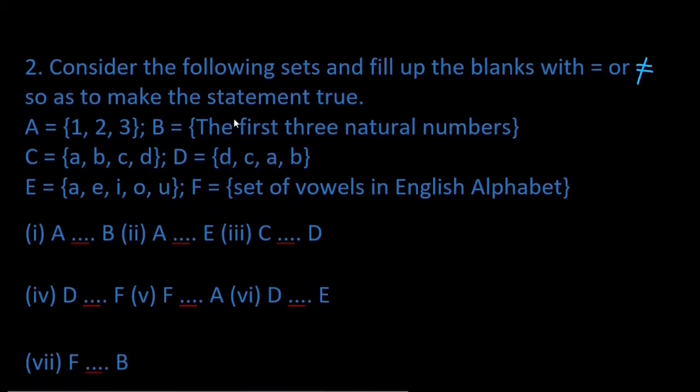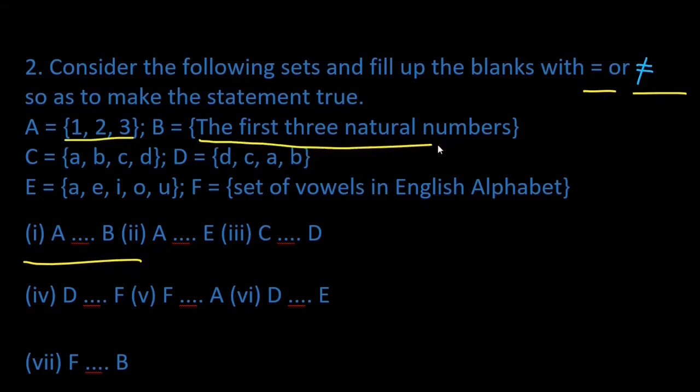Now let us see the second question. Consider the following sets and fill up the blanks with equal or not equal so as to make the statement true. A is given 1, 2, 3 and B is given the first three natural numbers. The first problem here is A dash B. Whether A and B are equal or not, we have to mark. Here A is 1, 2, 3 in roster form. Here in a statement it is given as first three natural numbers. So 1, 2, 3 are first three natural numbers. So A is equal to B.